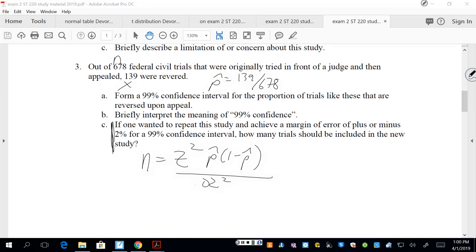This is like 2, right? If it's 1.96, times that's 1/2. Well, yeah, so it can be.